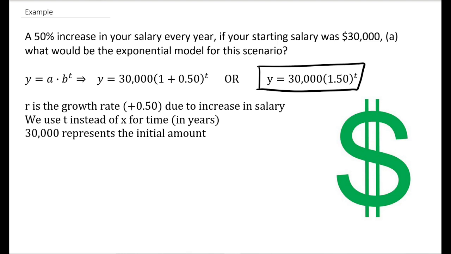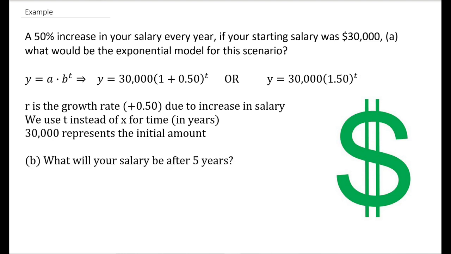In this case, r is the growth rate, 0.5. We use t instead of x for time, and 30,000 is the initial salary. So what will be our salary after 5 years? All we have to do is plug in 5 into the model for time. In that case, we have $227,812.50. That is some raise after 5 years. Don't we all wish that would happen?